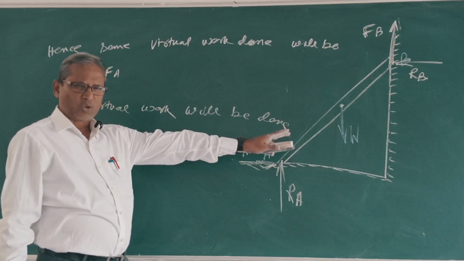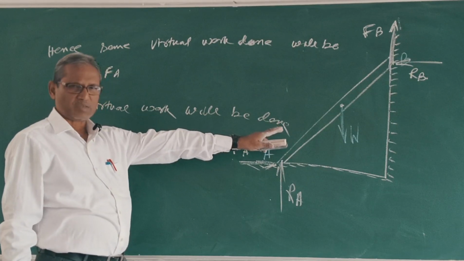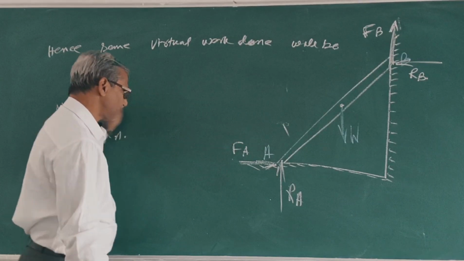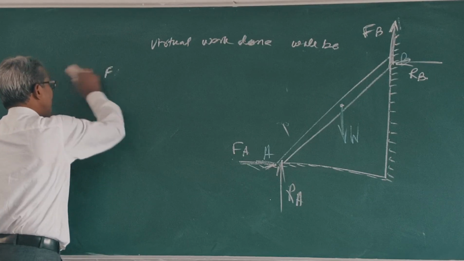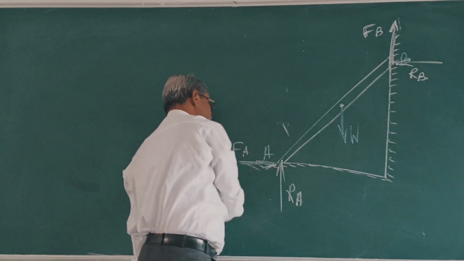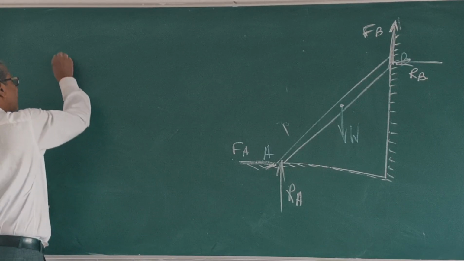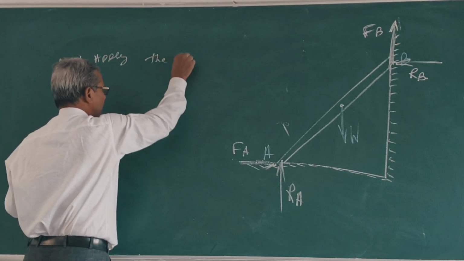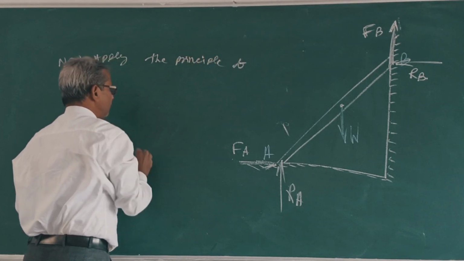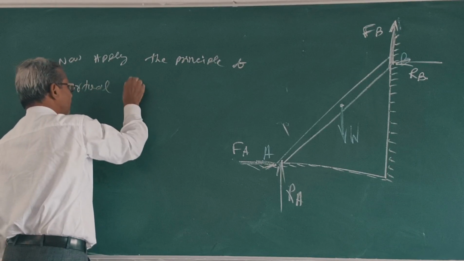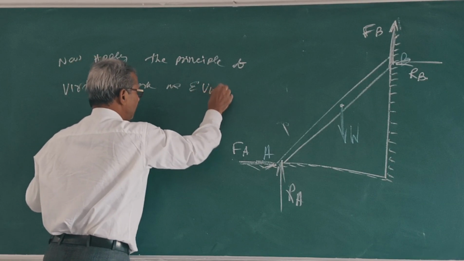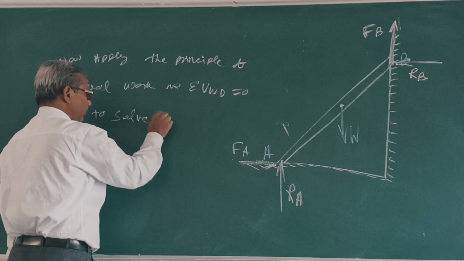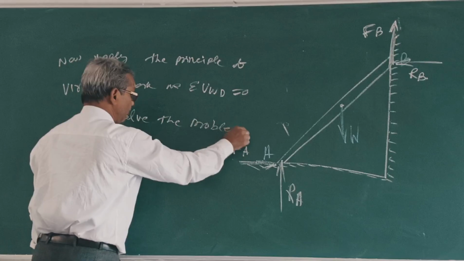By W also work will be done. Also, some virtual displacement will occur by W. So, apply the principle of virtual work, that is sigma virtual work equals 0, to solve the problem. Right?